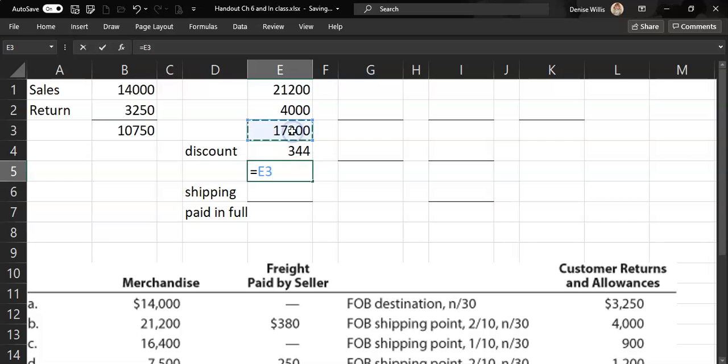We're going to have that amount minus the discount of $344. We got $16,856. We're going to add the shipping in last. We're adding the shipping last because we want to make sure we don't apply the discount to the shipping. The shipping is done by a third party and they did not agree to that discount amount. So the amount to be paid in full is that plus the shipping. Okay, so that is the amount that would be owed.